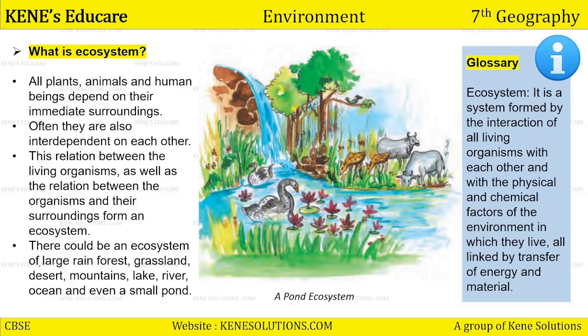Now let's read what is ecosystem. So children, all plants, all the animals and all human beings depend on their immediate surroundings. That we have already read, that we are dependent on our surroundings. We are dependent on the trees for the oxygen. Animals are always dependent on the plants and other animals for their food. Plants are dependent on animals as well as human beings because they need carbon dioxide to make glucose, right? So all plants, animals and human beings depend on their immediate surroundings.